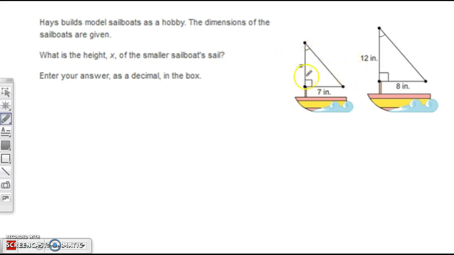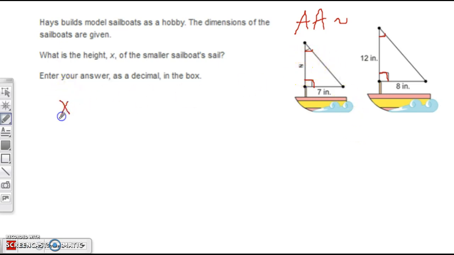Okay, so these are actually similar triangles. Even though the question doesn't say that they're similar triangles, notice we have a right angle and another angle. So we can prove they're similar based off that angle-angle similarity postulate. And because we know they're similar, then we can set up proportions.